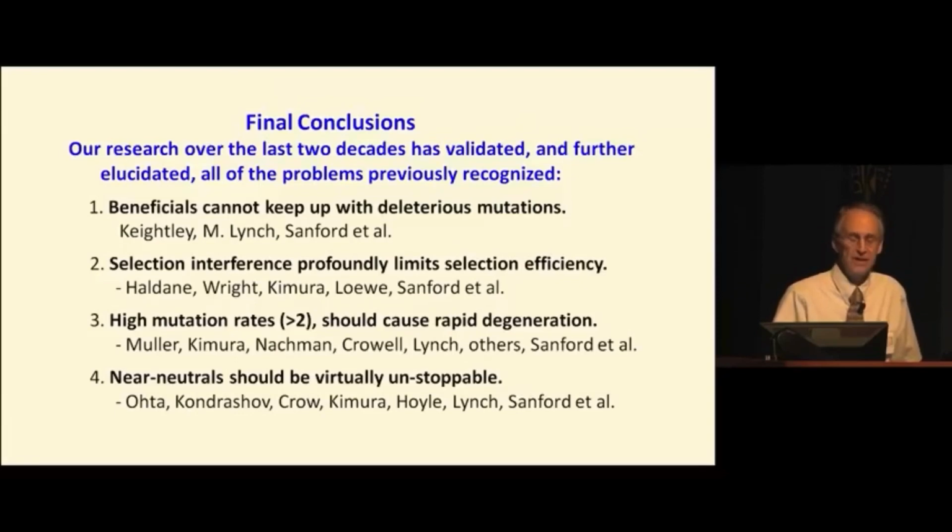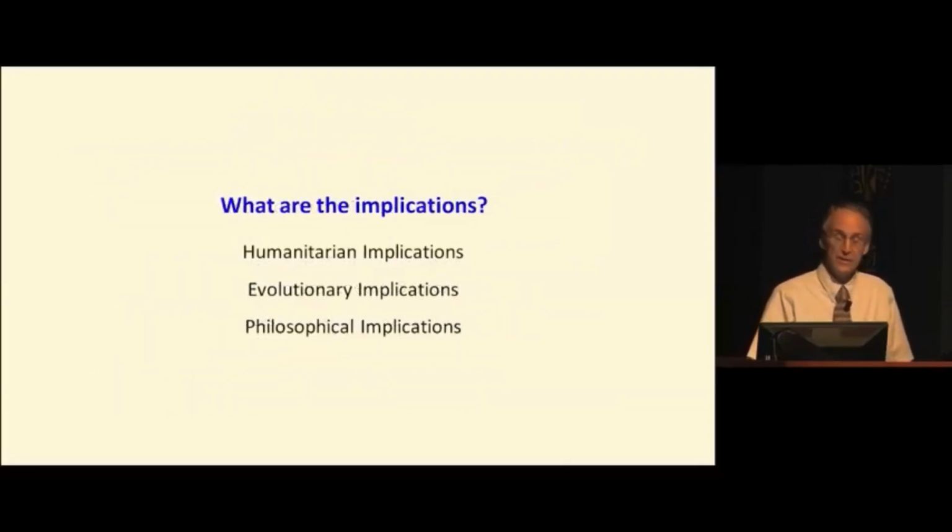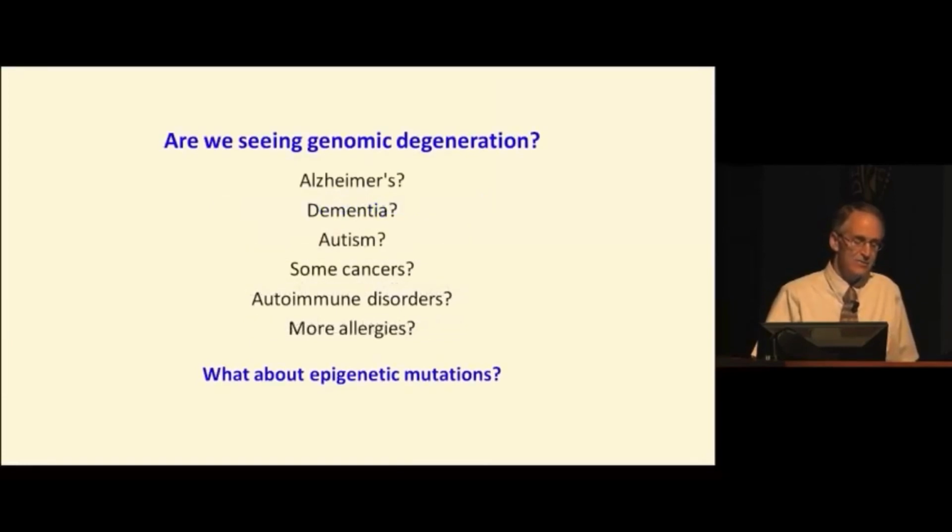How can we stop mutation accumulation? So what are the implications? There are humanitarian implications, there are evolutionary implications, there are philosophical implications. In terms of human welfare, are we seeing degeneration now? Alzheimer's and dementia we now consider normal, but as you just read from the past, it wasn't normal for people as they got old to lose their minds. It was normal for the old to be wise and a source of wise counsel. So I believe there is a pandemic for those diseases.